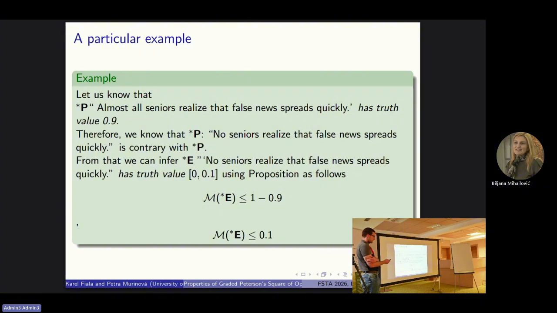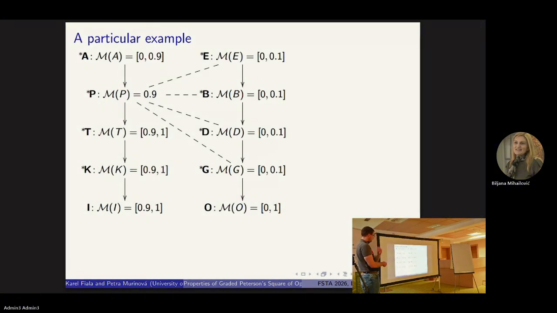Similarly, we can do it for all other quantifiers. For B, D, G, it's the same because it's still the contrary relationship. For A, since P is subaltern, the truth value will be less than or equal to 0.9. So it's from 0 to 0.9, which is a really wide interval, so that's not much useful information. But for T, K, I, we obtain the interval from 0.9 to 1, which is quite narrow, so we know that the truth value for these quantifiers will be quite high.